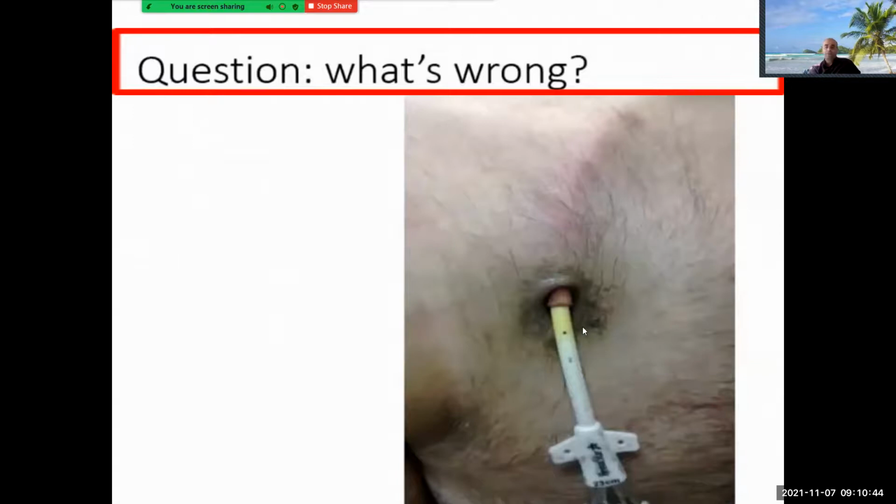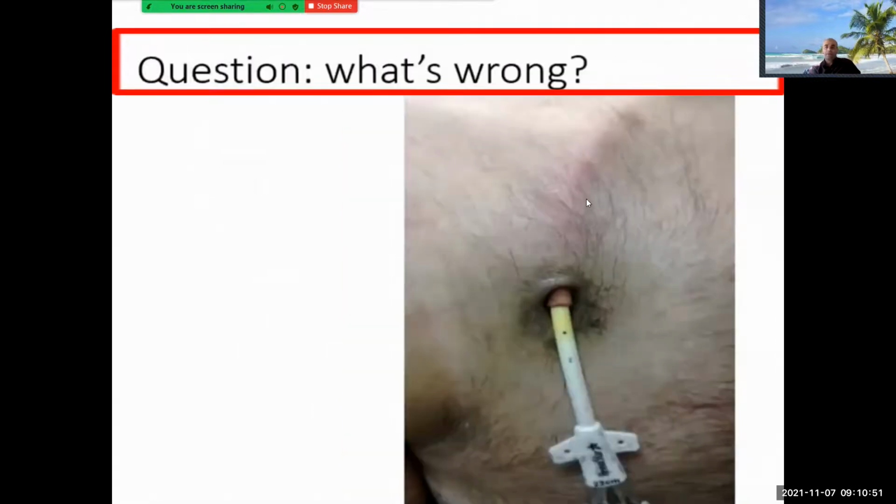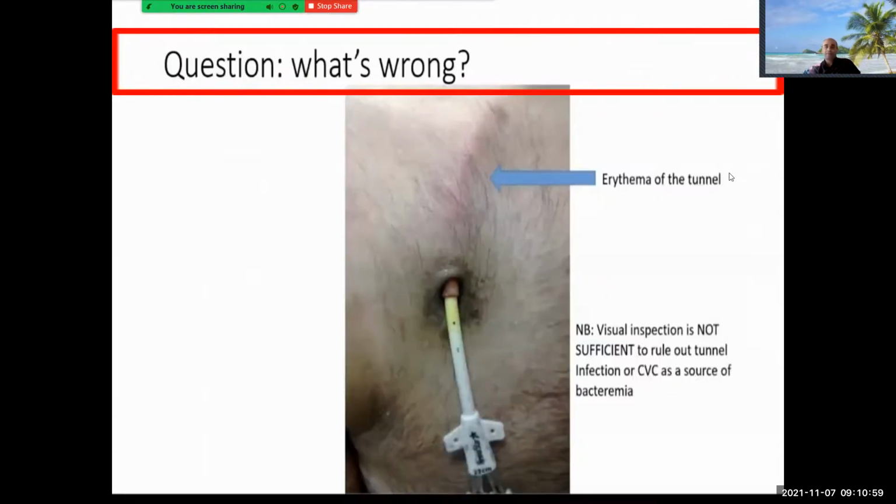What's wrong here is that the cuff is already at the exit site of the catheter. Also look here, there's erythema on the tunnel because the cuff is out and the exit site is already infected. This erythema means tunnel infection now. Erythema above the tunnel. If you examine your patient, you can do milking here. Just press from inside to outside. Do milking pressure here and we'll see if there is any pus.